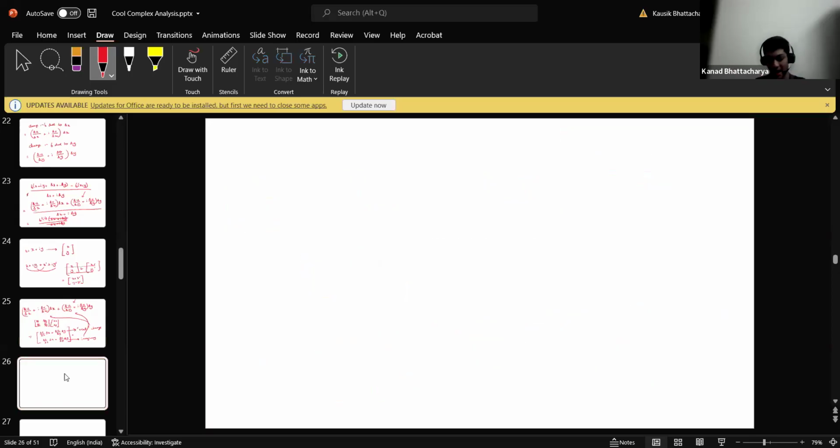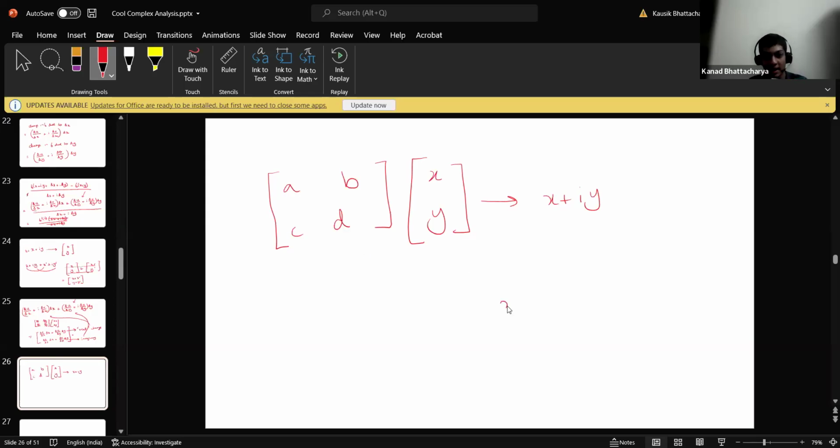And now here comes the black magic. If we represent (x, y) as the same thing as x plus iy, when does multiplying this vector by some matrix ABCD become the same as multiplying x plus iy with some complex number z? When does matrix multiplication start behaving as complex number multiplication? So let's see.